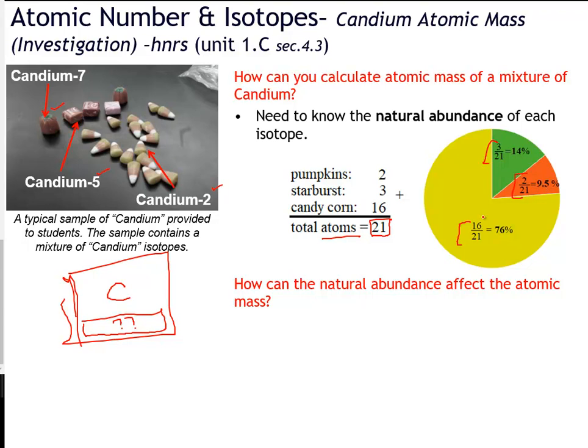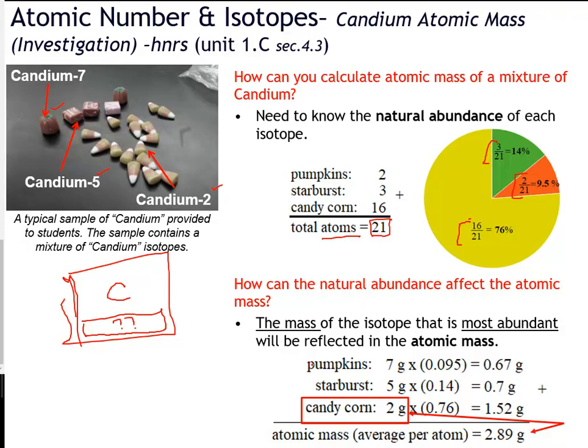But what we're really focused on is this fraction base, that relative abundance. So now, how does the relative abundance affect the atomic mass? Well, if you recall from our previous discussion about atomic masses, it really reflects the isotopes that are most abundant. And so here we should expect that our atomic mass is going to be near the candium-2s, because there's so much more of them than anything else. So let's take a look at how we can do this. As you can see, my prediction is correct. The average atomic mass, 2.989, is really close to the candy corn's mass.